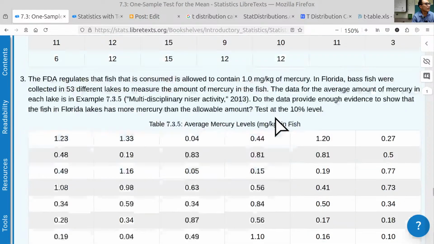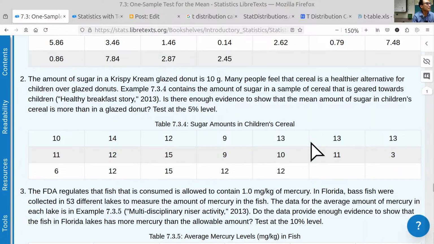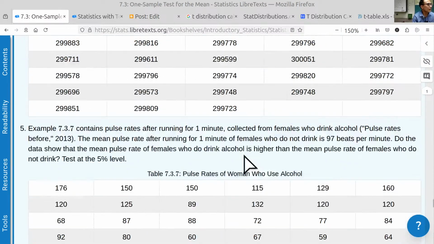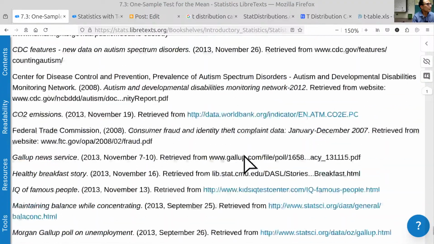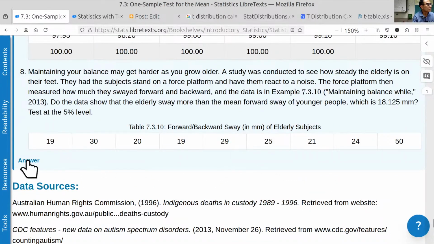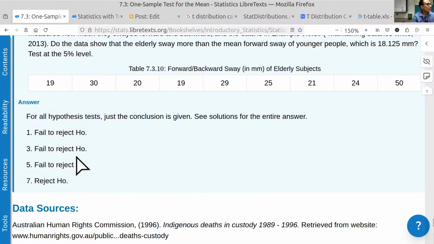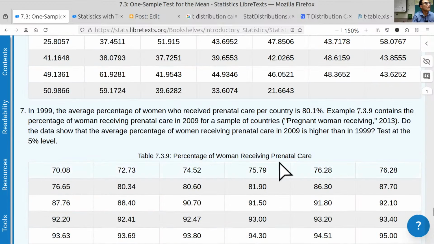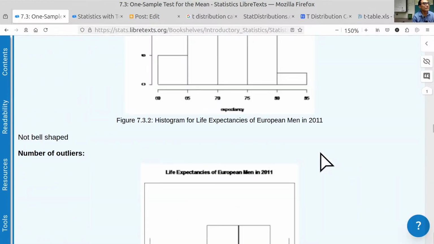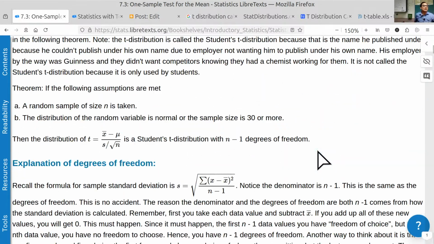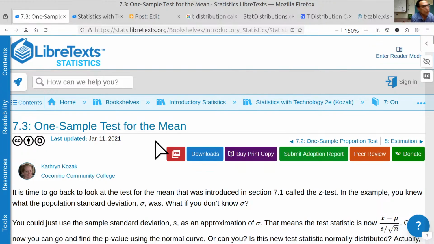Okay, I think I can stop here, then we can move on. Any answer here? Answer, Q1: fail to reject. Okay, any question? In the final exam, I will have at least one question about 7.3, the one sample test for the mean. Okay, let's move to the next.